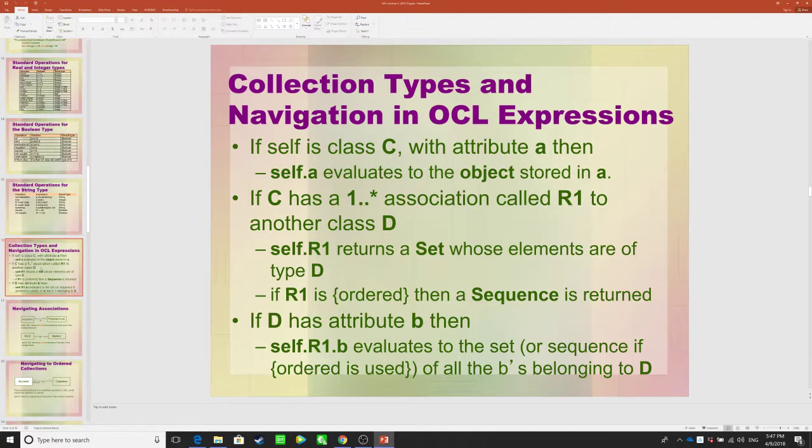Okay, so if I said self.own, it will return a set of books. That makes sense, right? Okay, so if R1 is ordered, then a sequence is returned. Okay, what's the difference between a set and a sequence?